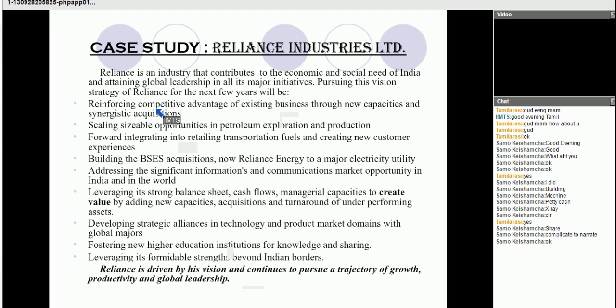So pursuing this vision, the strategy of Reliance for the next few years means the things they are going to do in the coming years. Okay, just read it. Read these points, then I'll take you to another PPT.